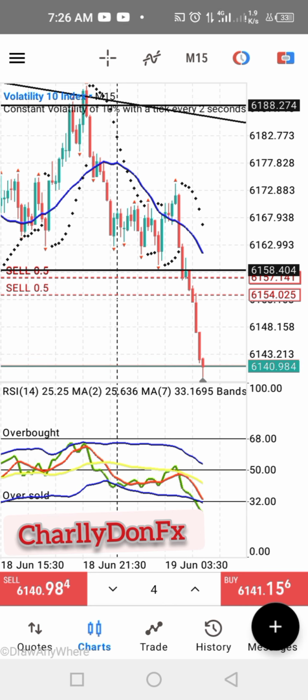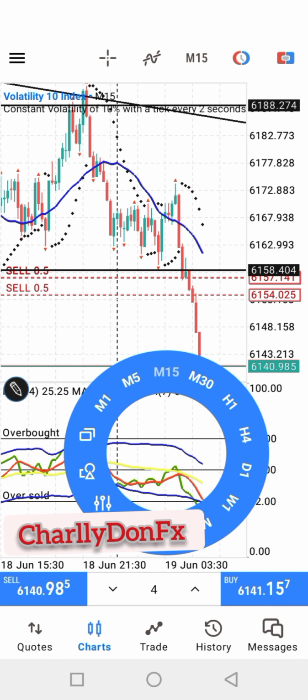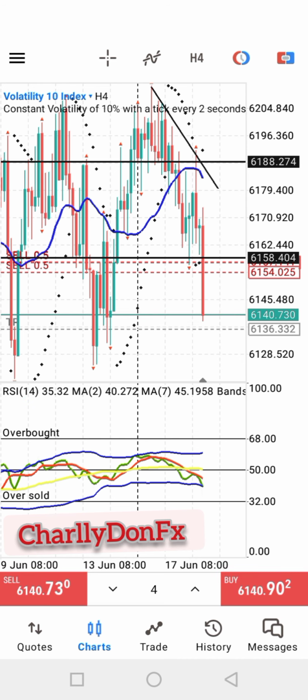Once I had a breakout, the price broke the previous low. Once it broke it, I joined the trend and started riding the trend downward, and it kept on going. So I am expecting to take my TP at this H4.